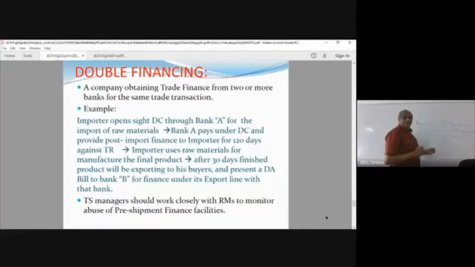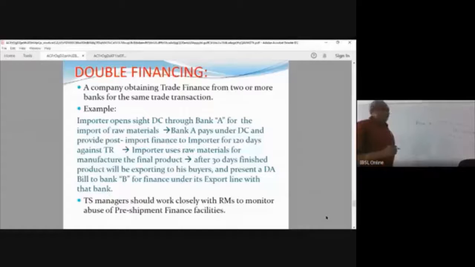and present a DA bill to bank B. They will export it under DA. But this particular DA means under collection.